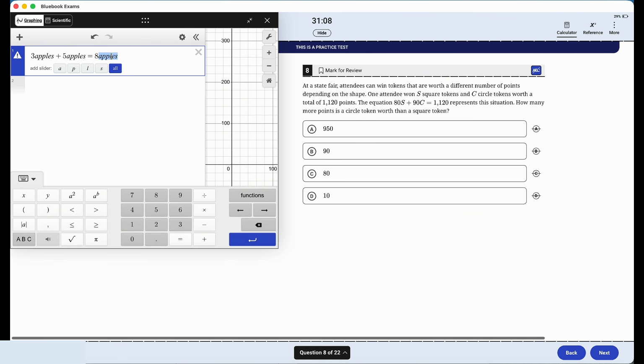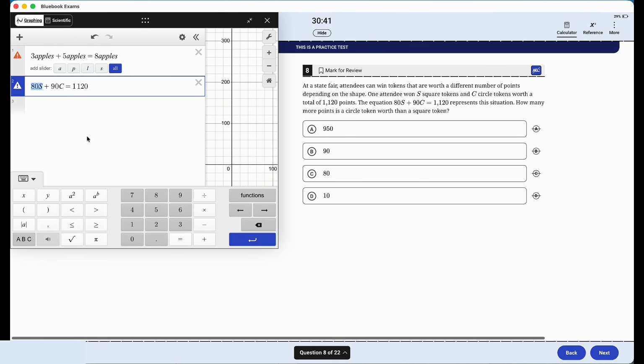Well, whatever it equals is important, right? If these units are apples over here, these had to be apples, because if I want to get 8 apples, I can't add 3 bananas and 5 oranges. So this being apples tells me this has to be apples and this has to be apples. The way you can use that over here, they tell you it's 80S plus 90C equals 1,120. This is points, so this has to be points and this has to be points, right?